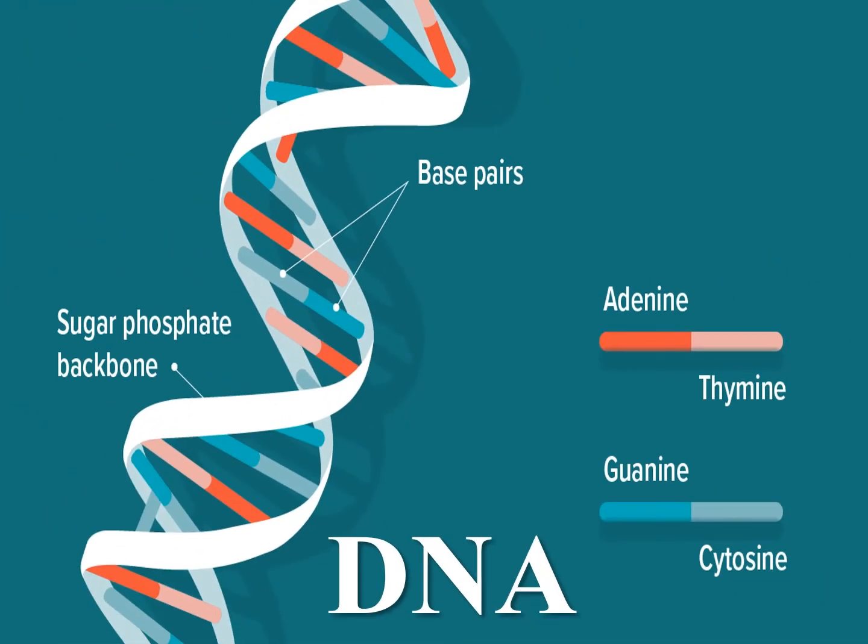Good day. We are going to talk about DNA. Here's a picture of a DNA. A DNA is composed of the base pairs, sugar phosphate backbone, and the base pairs known as adenine paired with thymine and guanine paired with cytosine. By the way, DNA stands for deoxyribonucleic acid.